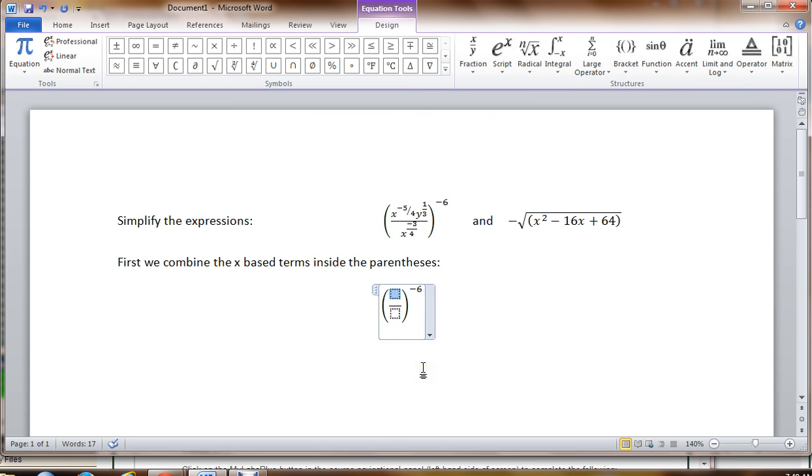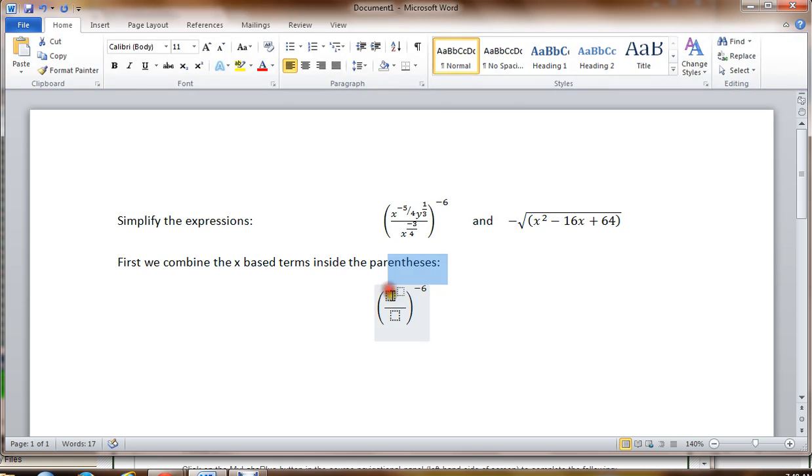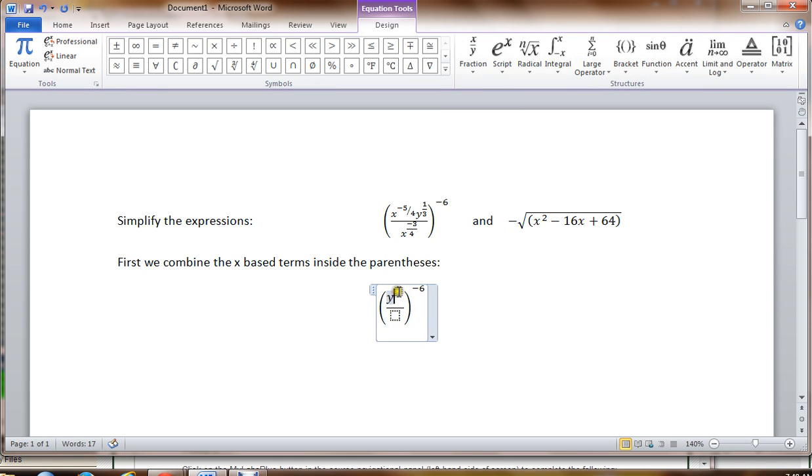And then on the top, I'm going to leave just the term y to the 1/3, which I'm going to have to use an exponent tool for. And for the exponent being 1/3, I'm going to have to use the fraction tool again. So you can see all the different layers of how the exponents and the fractions are embedded within one another.